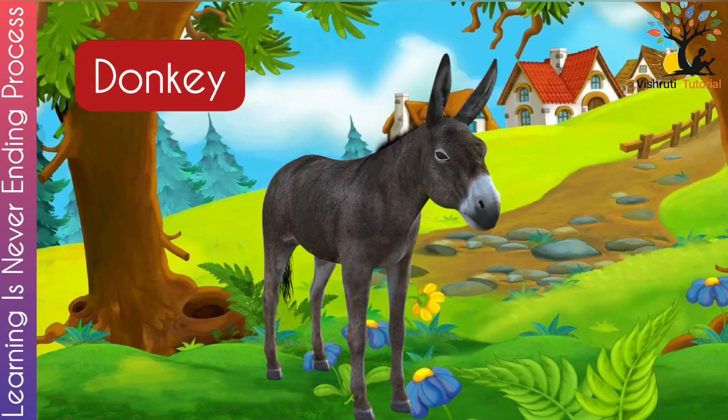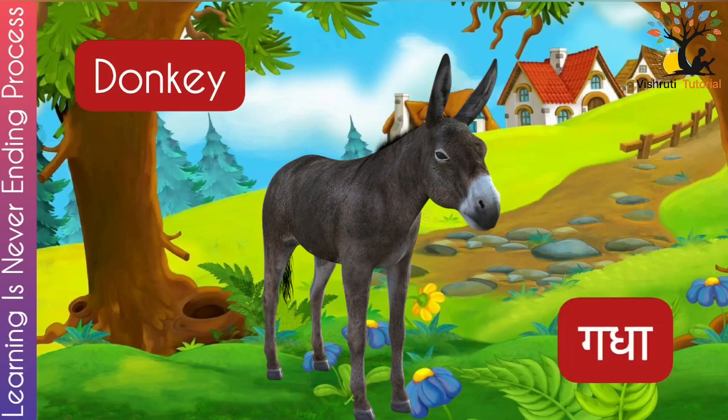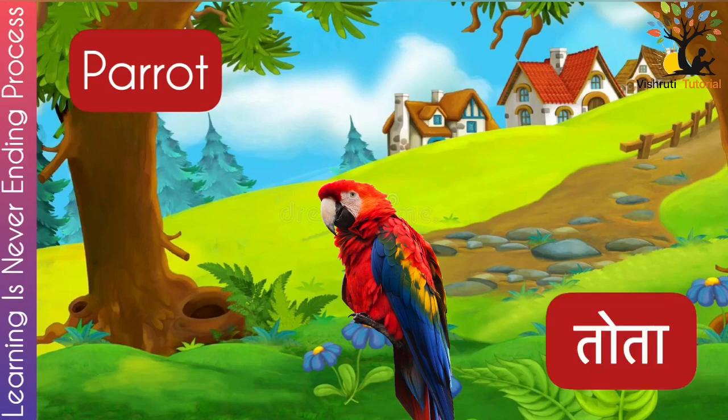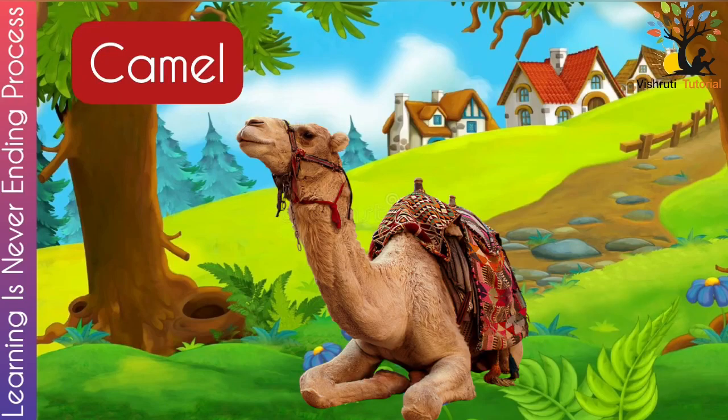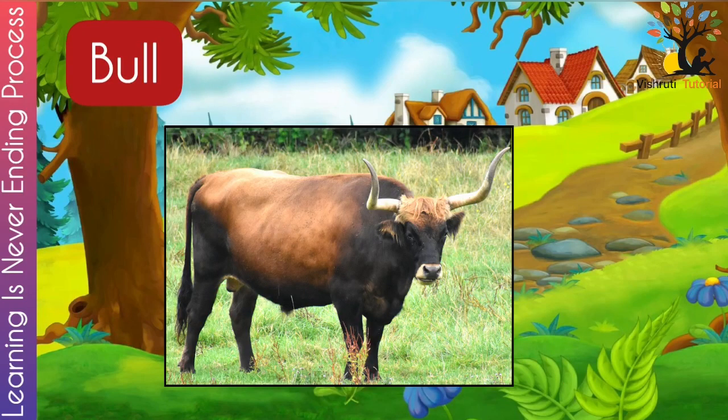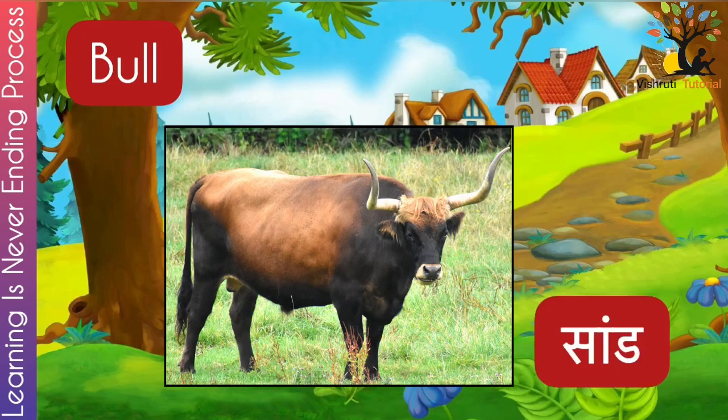Donkey, D-O-N-K-E-Y, donkey, gadha. Parrot, P-A-R-R-O-T, parrot, tota. Camel, C-A-M-E-L, camel, oont. Bull, B-U-L-L, bull, saand.